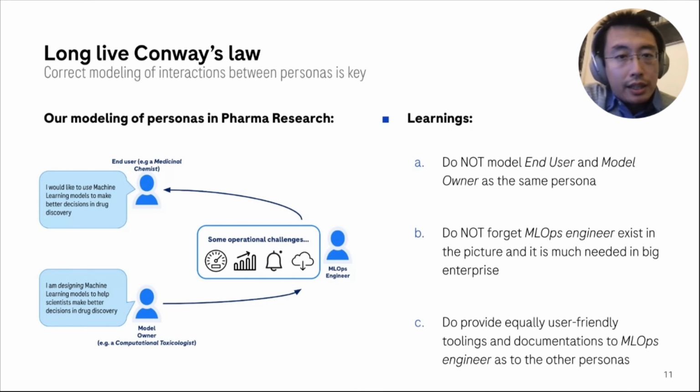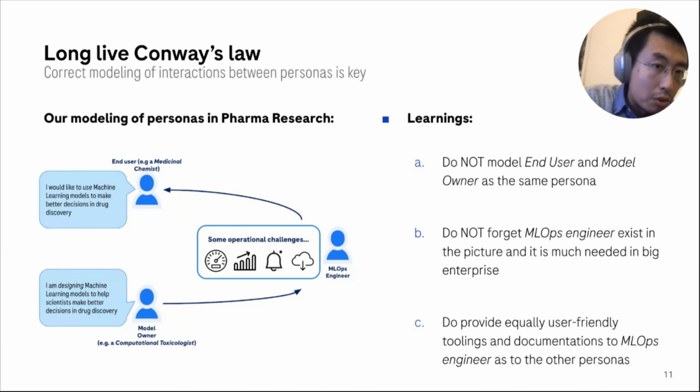What that means is that the correct modeling of interactions between personas in an organization is key for any system or solutions to be successful in that organization. Our modeling of the personas in pharma research includes mainly 3 protagonists.